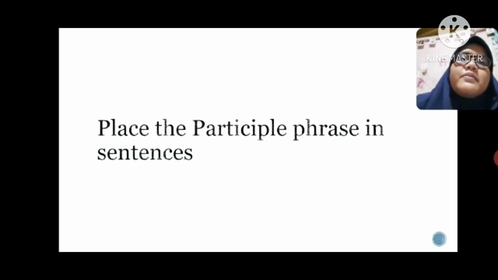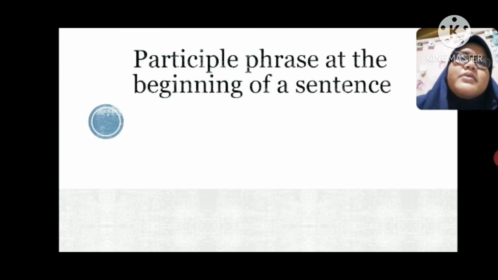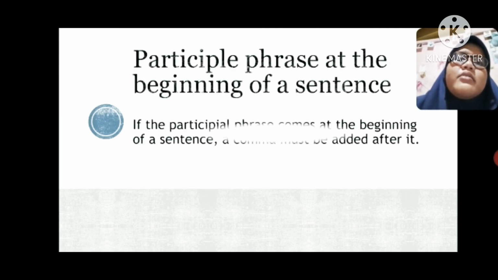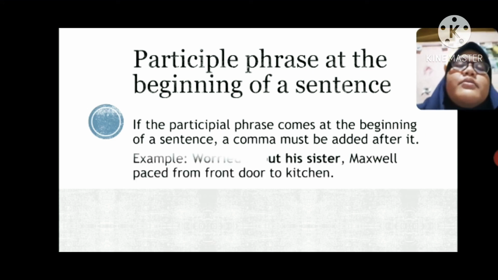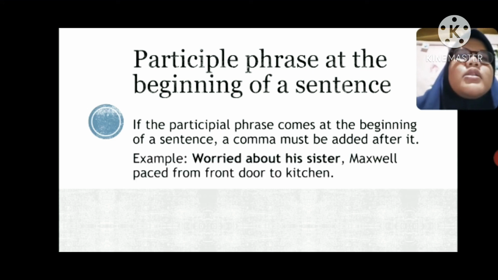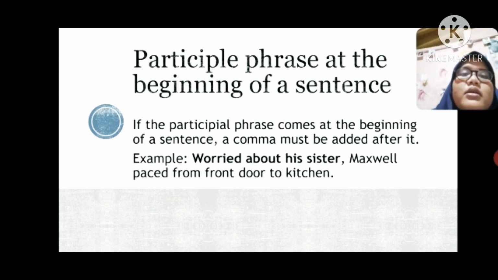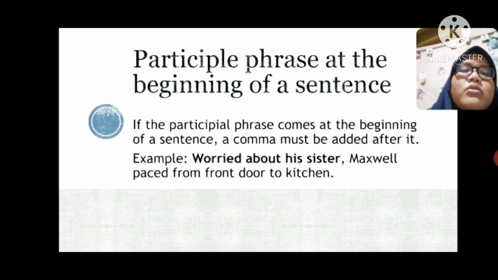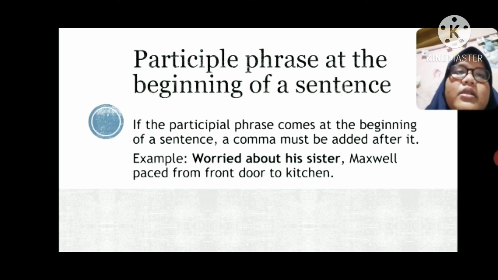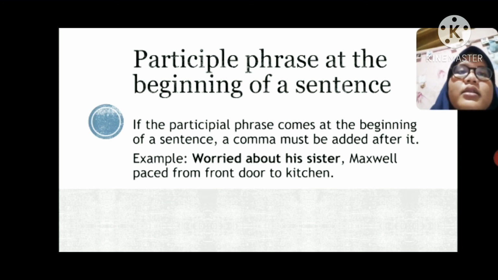Place the participle phrase in a sentence. Participle phrase at the beginning of a sentence. If the participle phrase comes at the beginning of a sentence, a comma must be added after it. Example: Worried about his sister, Maxwell passed from the front door to the kitchen. Worried in the sentence is a participle. Worried about his sister in the sentence is a participle phrase.